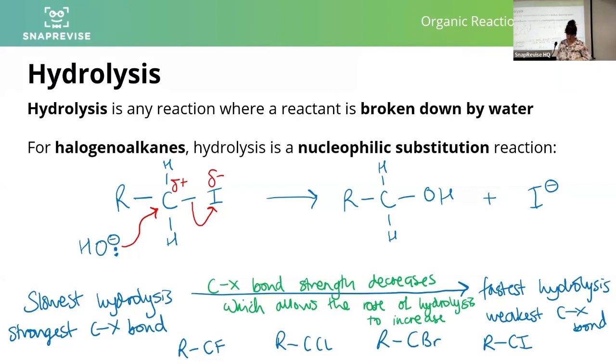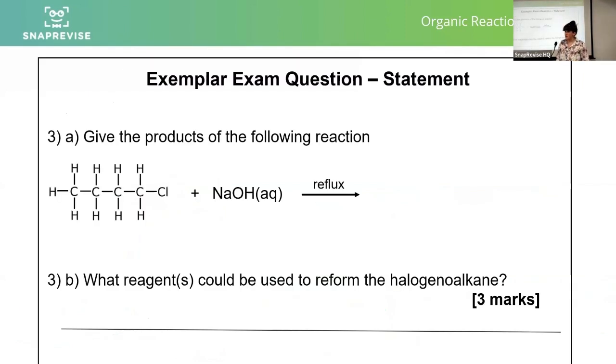Okay, let's keep going. How are we doing for time? Let's just do this really quickly, I think. So, give the product of the following reaction and what reagents could be used to reform the halogenoalkane. It's a good thing to recognize. Here we've got our halogenoalkane and aqueous sodium hydroxide.